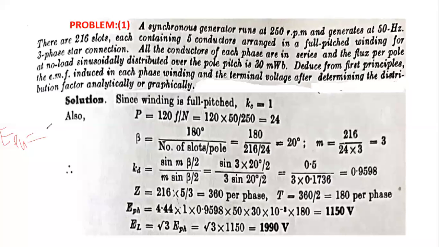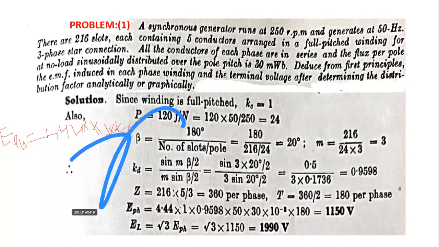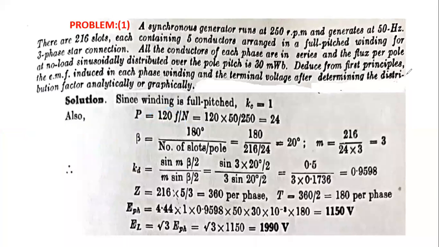E phase is equal to 4.44 into KF into KD into KC into pi into beta. Pi into beta. Okay, then we obtain the E phase value.